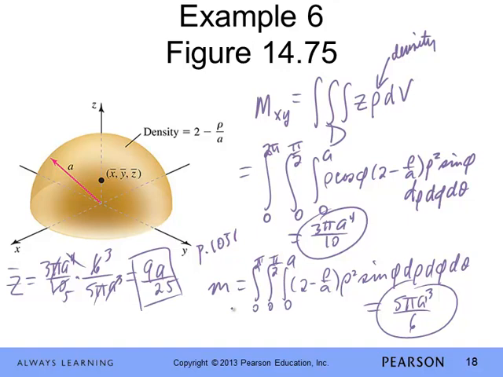If we did that right. So the z coordinate depends on knowing the radius of that hemisphere. But of course, x bar and y bar are both equal to 0 because of symmetry. So the coordinates of the center of mass is going to be 0, 0, 9a over 25.